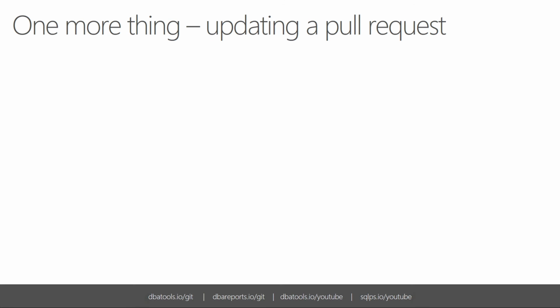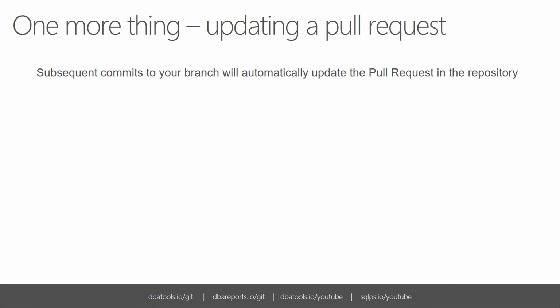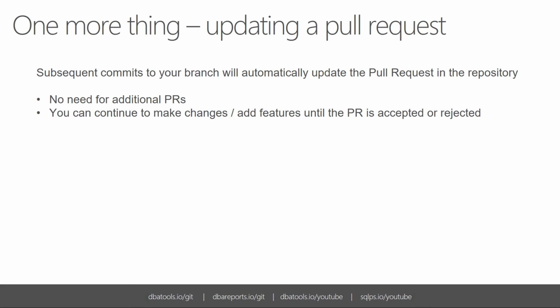Just one more thing that I forgot to mention in the demo, and that's updating a pull request. Any subsequent commits that you make to your branch will automatically update the pull request in the repository. That means you don't have to make any additional PRs if you change anything in your file and commit that. And just to be clear, you can continue to make changes and add features until the PR is accepted or rejected, and it'll all go under that same PR.